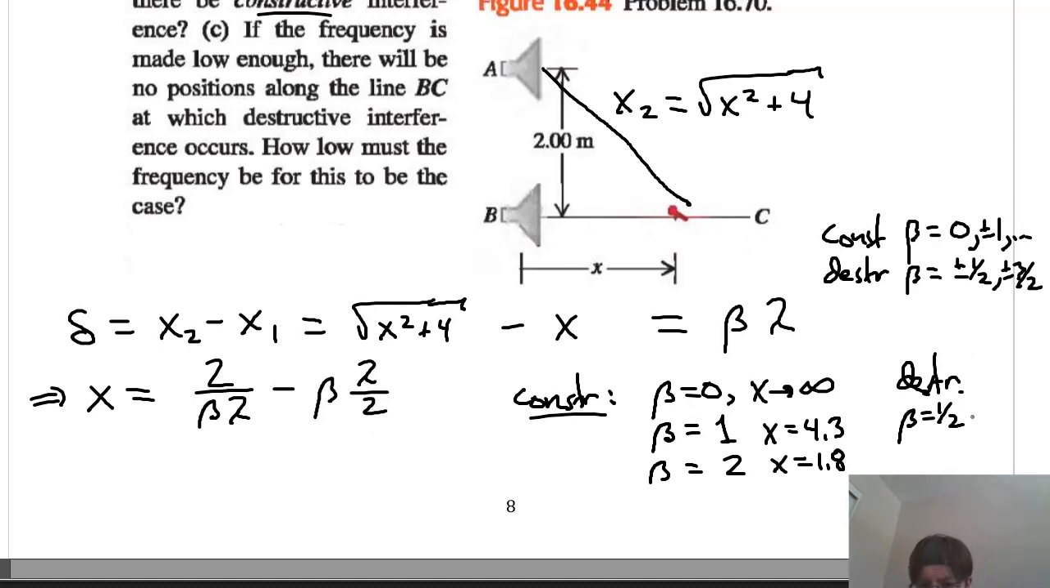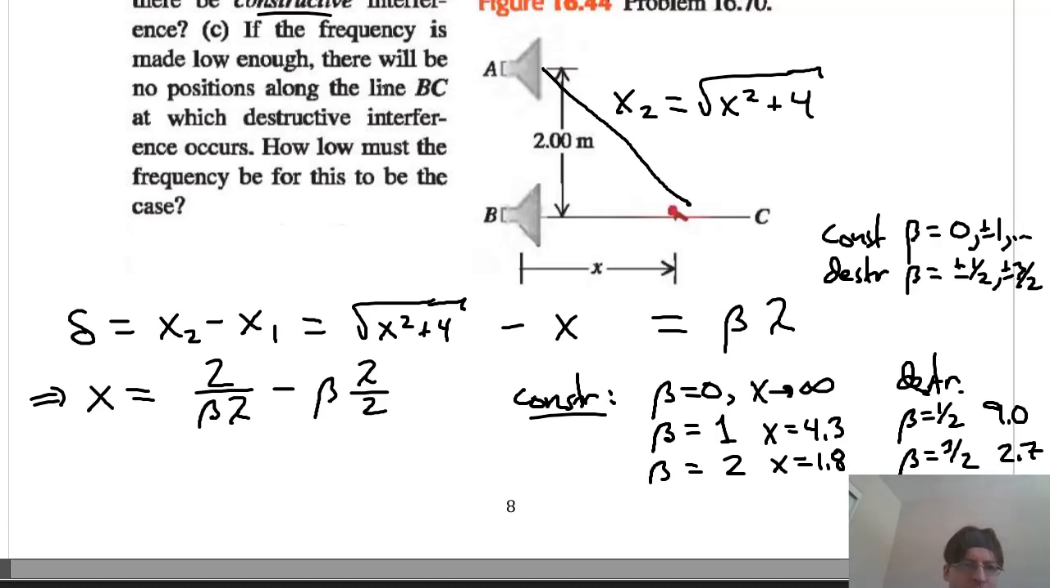So beta equals 1/2, that's actually very far away. When they're a half wavelength path difference, that's actually very far from the speakers at about 9 meters. Beta equals 3/2 is closer to the speakers, 2.7 meters, and so on. That way you can locate all the points that you want in front of the speakers. Now let's look at question C.